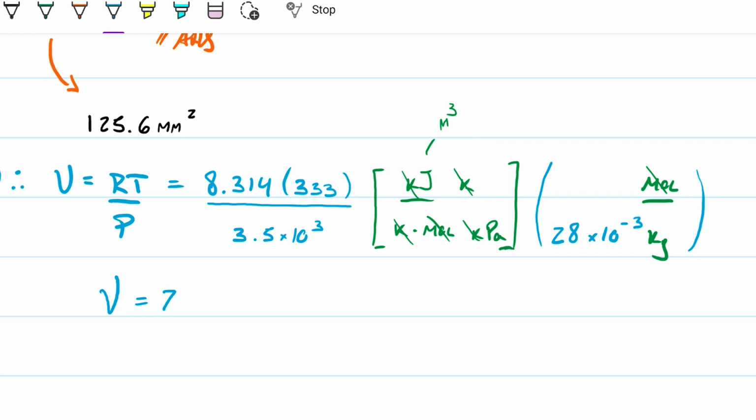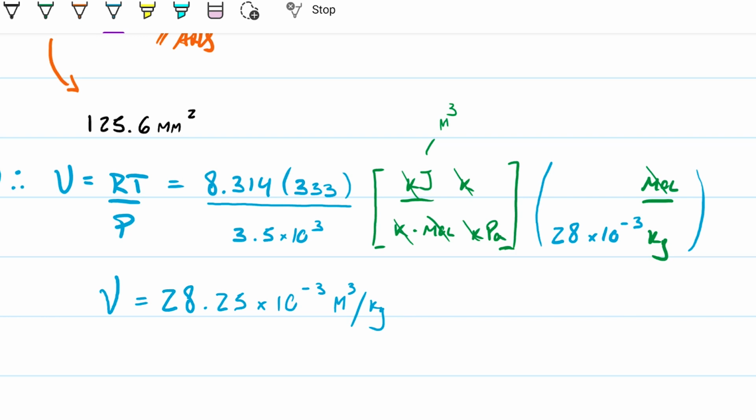Okay, so we can do the whole thing to get the specific volume. And what I got out of this is 28.25 times 10 to the minus 3, and that is in meters cubed per kilogram.